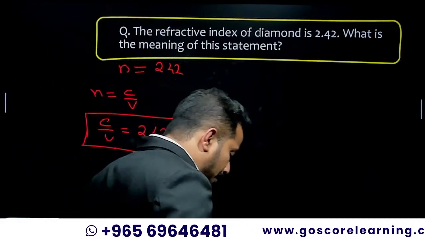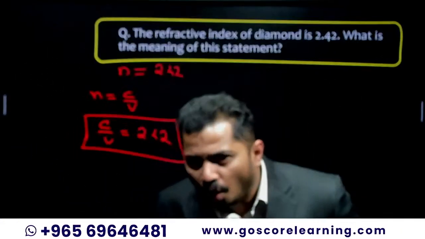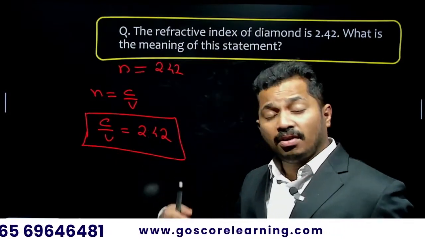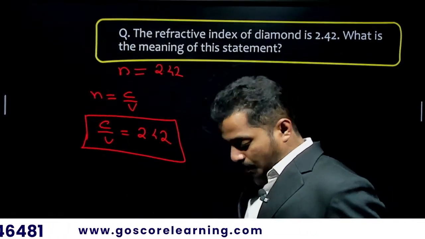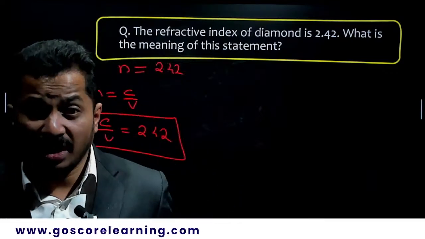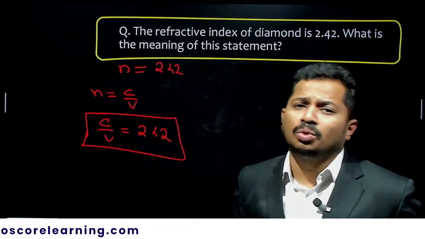Refractive index of diamond is 2.42, means the ratio of speed of light in air to the speed of light in diamond is 2.42. The ratio of speed of light in air to the speed of light in diamond is 2.42. That is the answer.